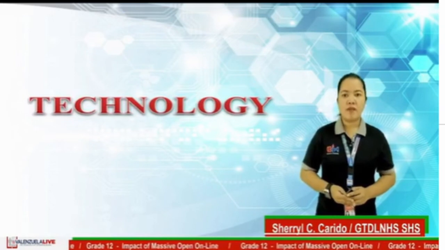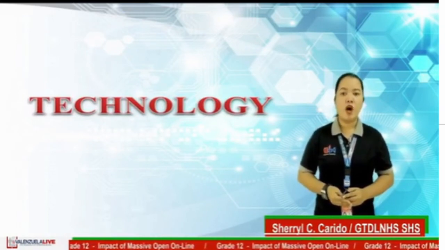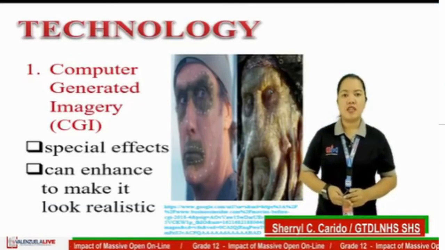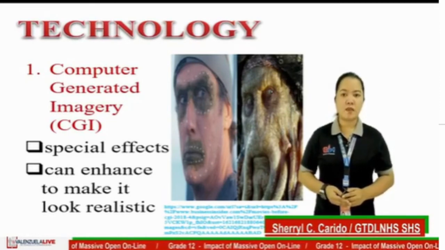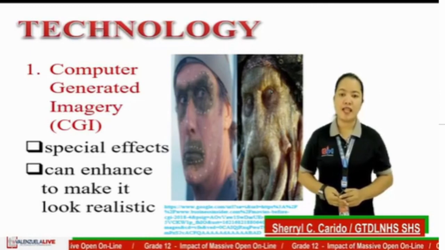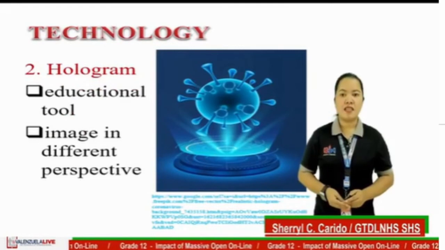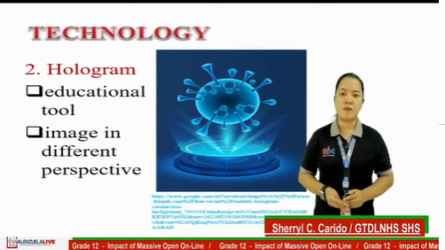Technology. Other products of technology have also been playing important roles in the field of media and information. First, the CGI, the computer-generated imagery, can create special effects that look like actual footage and can enhance it to make it look realistic. Second is the hologram. This is an ideal educational tool that allows the viewer to see the image from a different perspective.